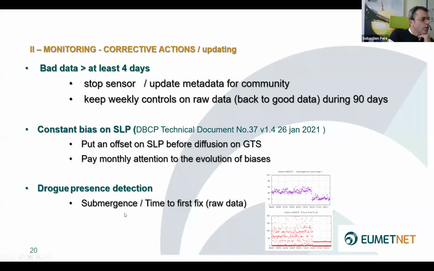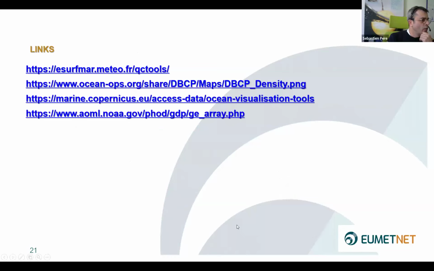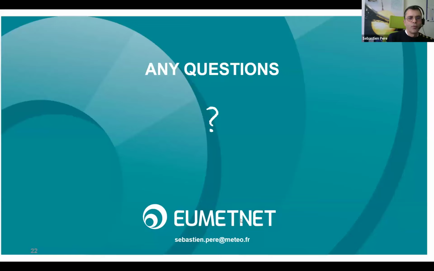And last, the drogue presence detection. On the GTS data, you've got access to submergence, but if you have also raw data, you can have access to time to first fix GPS information. That is very, I would say, very easy when you have both information to be sure you lost the drogue of the drifter. So here are the different links I presented. And thank you for your question.